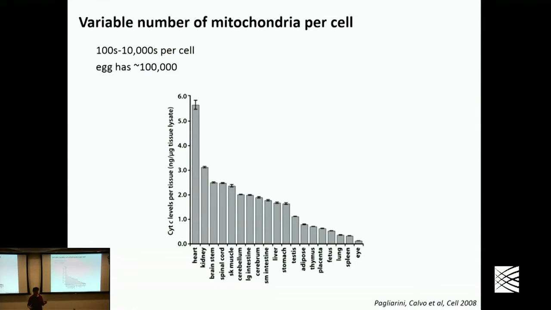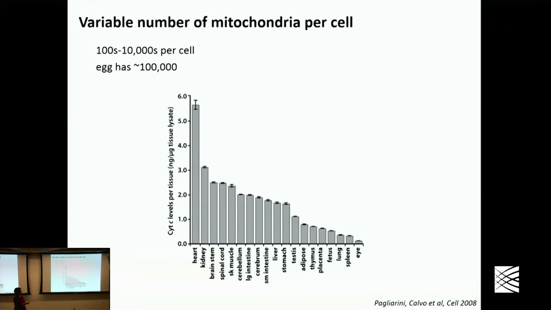Depending on the needs of the cell, there are many different numbers of mitochondria. So typically a cell will have some hundreds to thousands of mitochondrial genomes per nuclear genome. The largest is the human egg, which is also one of the larger cells, but it has 100,000 mitochondrial DNAs per nuclear DNA.